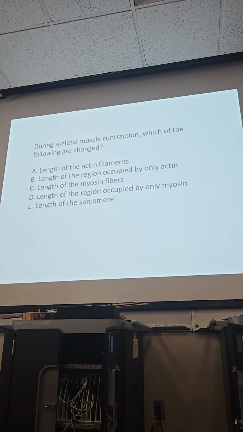So what changes? Sarcomere, Z line? Actin filament, myosin filament. Did the lengths of the filaments change? No, the length of the sarcomere changes. Does the length of the area occupied by only myosin change? Yes. Does the length occupied by only actin change? Yes. Therefore, B is correct, D is correct, and E is correct.